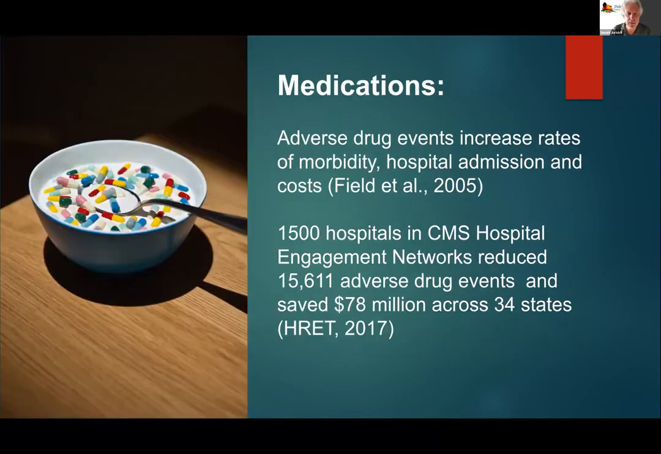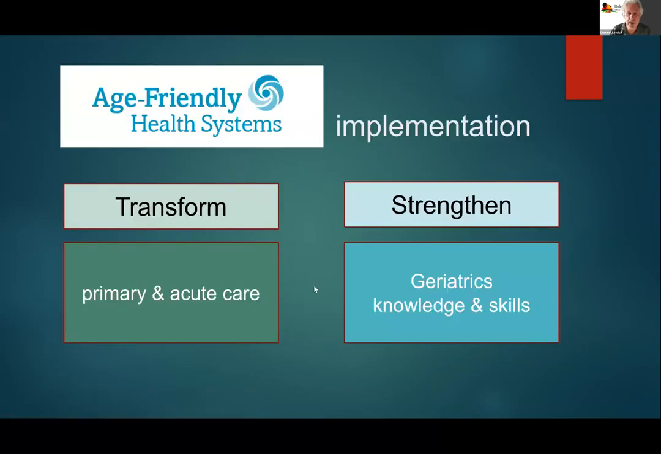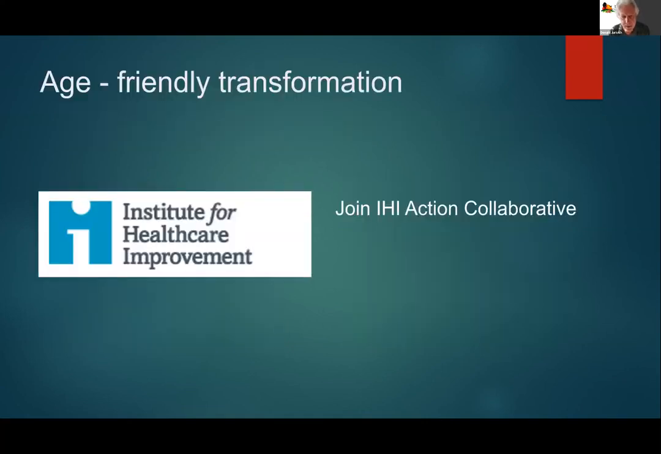Medications, I don't want to harp too much on this, but suffice it to say that there are a lot of adverse events that occur from medications. And so when we implement age-friendly, we want to fundamentally transform how we practice medicine by using these 4 M's, but that has to go hand in hand with improved geriatrics knowledge and skills. So what is the best evidence-based medicine for applying older adult healthcare? That's where the age-friendly concept comes in.